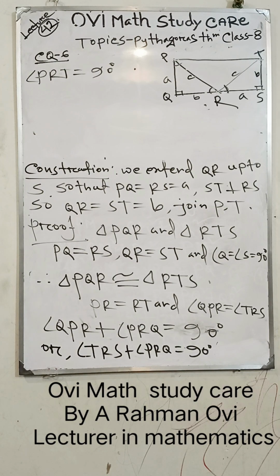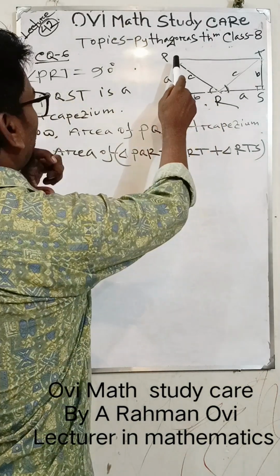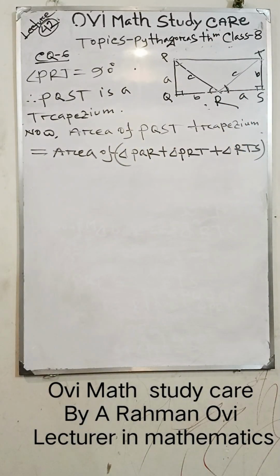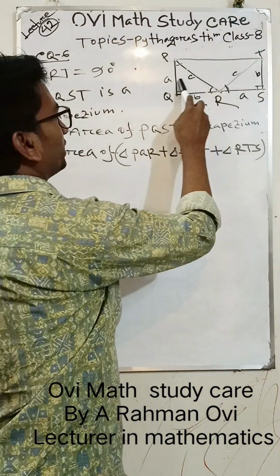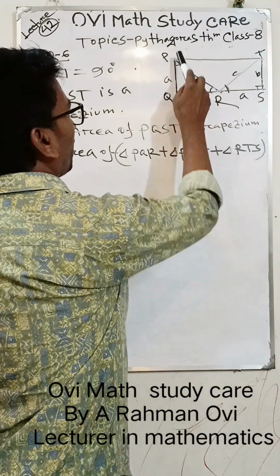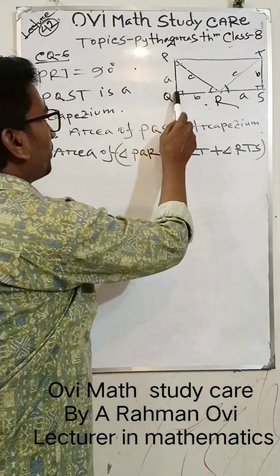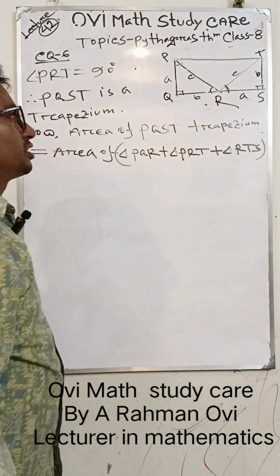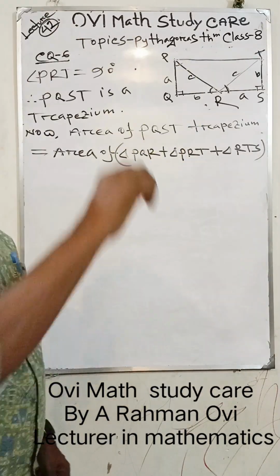Now students, in the figure PQST, the quadrilateral, it will be a trapezium. Why can we say trapezium? Because these two opposite sides are parallel. Here PQ and TS are parallel, because both are perpendicular, and the perpendicular distance is QS. That's why PQST is a trapezium.